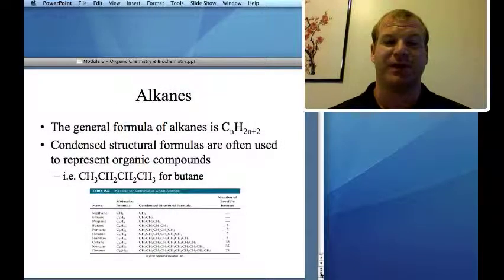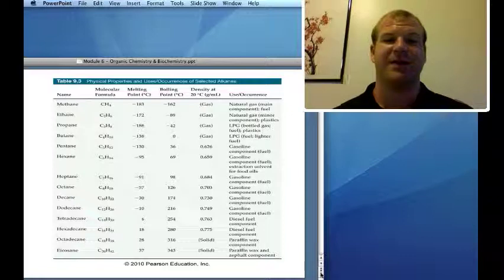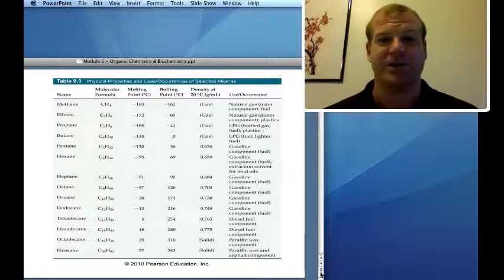So let's start with alkanes. This is the general formula, and oftentimes we use condensed formulas to write them. So for instance, CH3, CH2, CH2, CH3 is butane. And this chart here at the bottom shows the different numbers for different types of alkanes. So let's talk about them. Now, general trend: the bigger the molecular formula gets, the higher the boiling point and the higher the melting point.